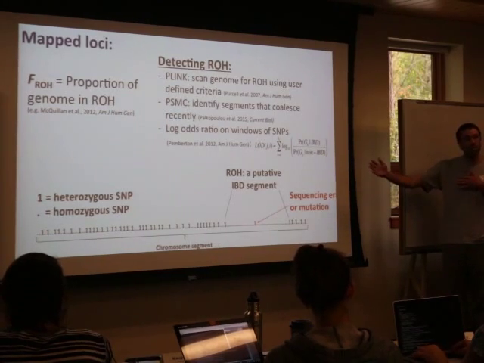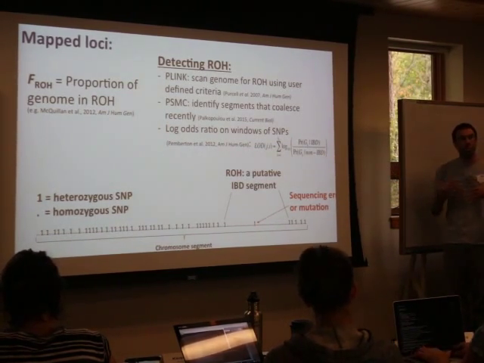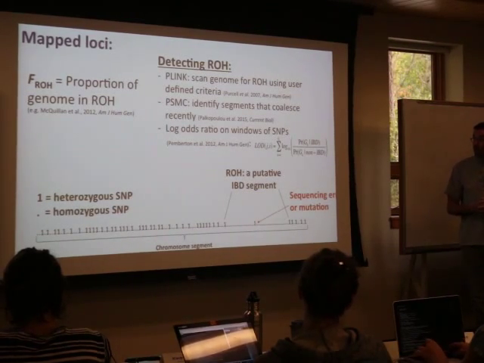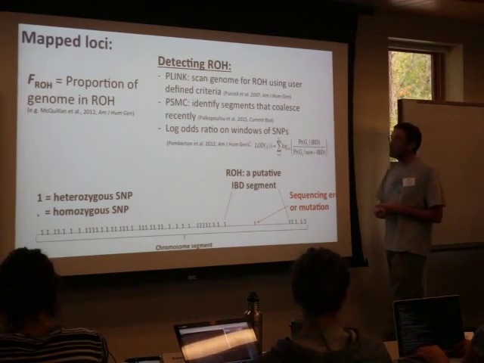Basically, it scans the genome using user-defined criteria for what we think a run of homozygosity should look like. And I'll describe those parameters in detail later. We can use a PSMC model.